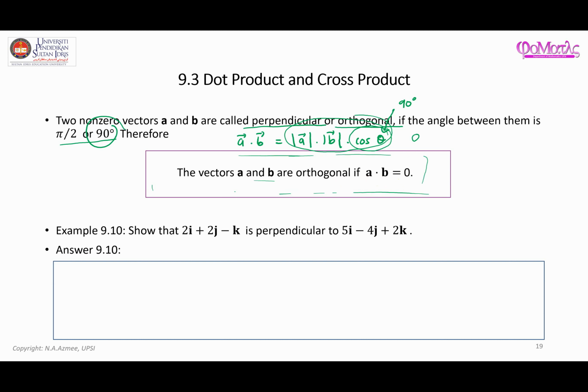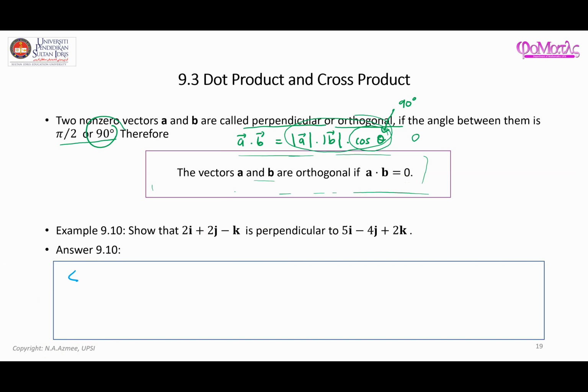Now let us show that this vector is perpendicular to this vector. In order to show that they are perpendicular, you can expect that when you find the dot product, the answer is going to be 0. Notice that 0 here is a number, it is not a vector. So we are going to find the dot product of this vector and that vector.